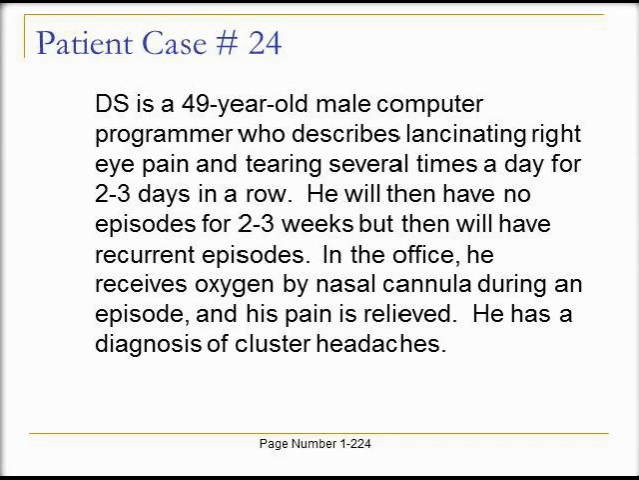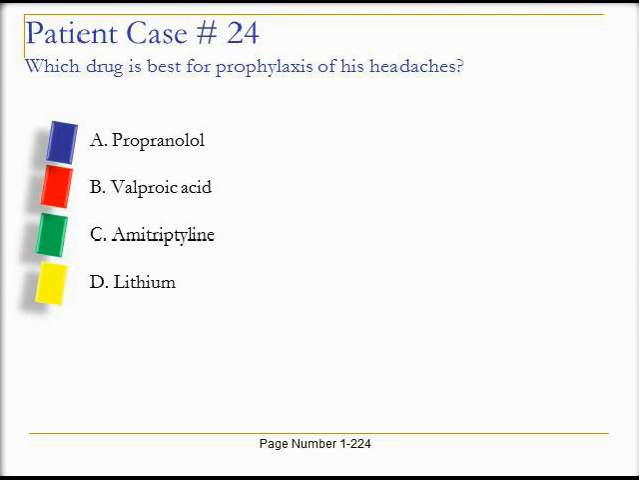Next headache patient, DS, is a 49-year-old male computer programmer. He describes lancinating right eye pain and tearing several times a day for 2 to 3 days in a row. Then he'll have no episodes for several weeks, and then he'll have a recurrence of the same pattern. In the office, he gets oxygen by nasal cannula, and it relieves the episode he's currently having. So he's given a diagnosis of cluster headaches. Same choices. What's best for prophylaxis? Propranolol, valproate, amitriptyline, or lithium?